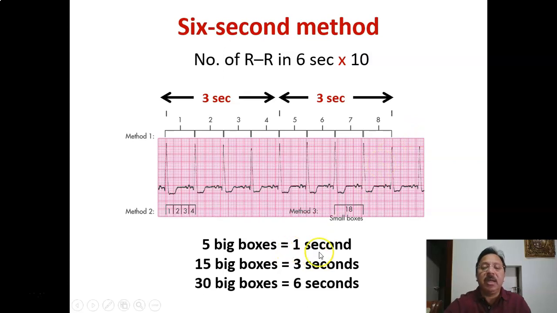So in 6 seconds, there are 8. So in 60 seconds, which is equal to a minute, the number of R waves in 6 seconds multiplied by 10. So 80 will be your heart rate.